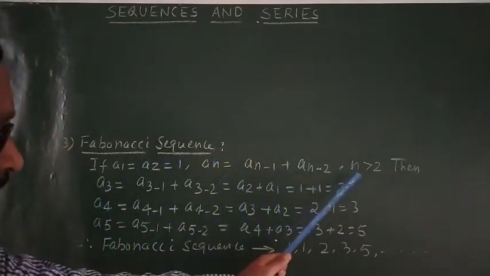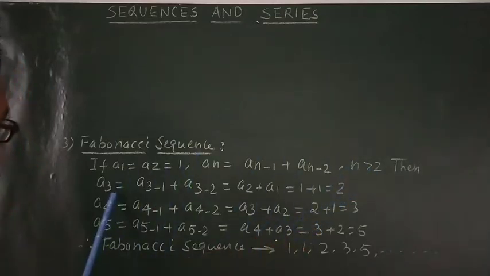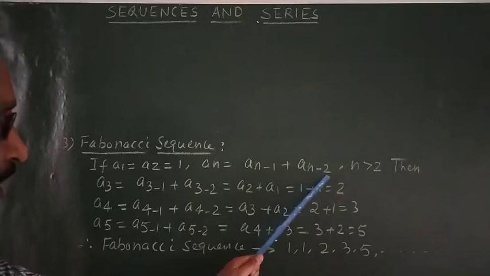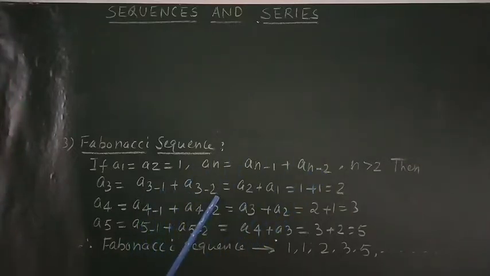So to get A3, where n is equal to 3, we use this formula. A3 is equal to A(3 minus 1) plus A(3 minus 2). So this is A2 plus A1. Both are given as 1, so 1 plus 1 is equal to 2. A4 is equal to A(4 minus 1) plus A(4 minus 2), so A3 plus A2. A3 we have got just now as 2, plus A2 is 1 already given. So this is 3.